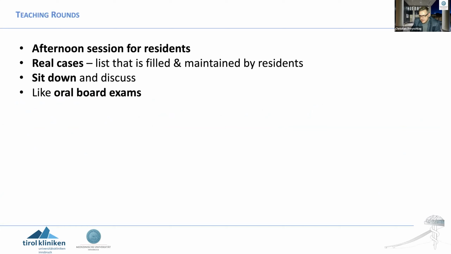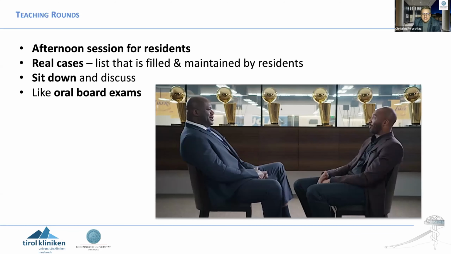So we have a centrally stored Excel file, a list that is filled and maintained by a resident. So if they see an interesting case or something is discussed and they want to discuss it in more depth, then they put the name on there. And then we sit down and discuss. In Austria, we do it very similar to the oral board exams. So that's the kind of idea and preparation behind that.